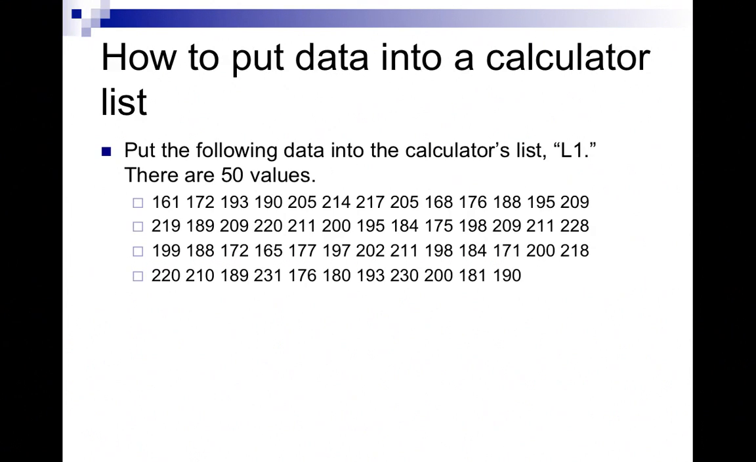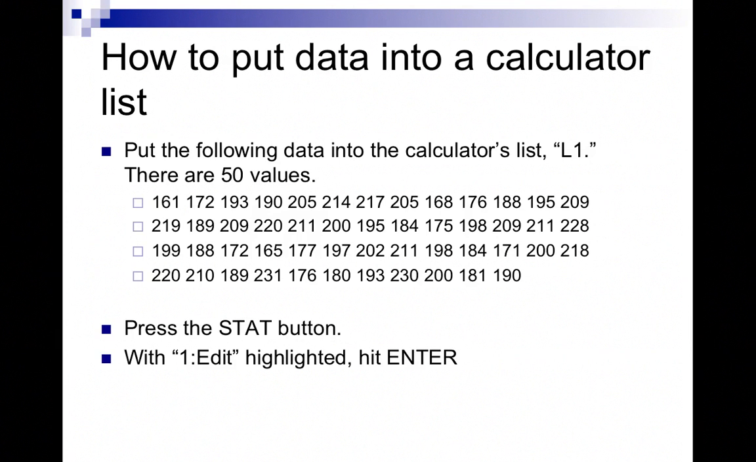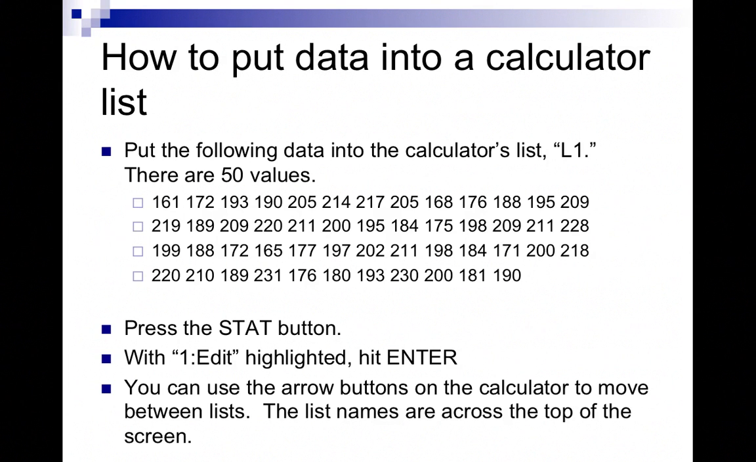We have the following data values and we want to put the values into the calculator's list L1, and there are 50 values. We're going to press the Stat button on the calculator, and with one edit highlighted, we're going to hit enter and we're going to enter the data values. I'm going to do this on my calculator simulator and you could watch along.